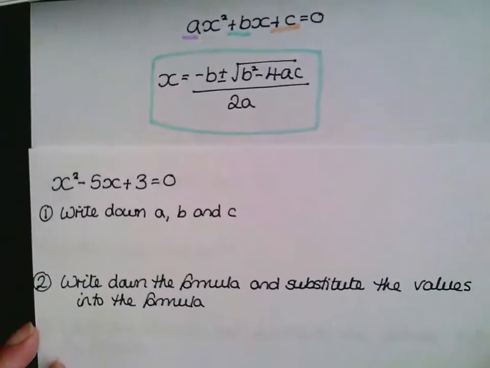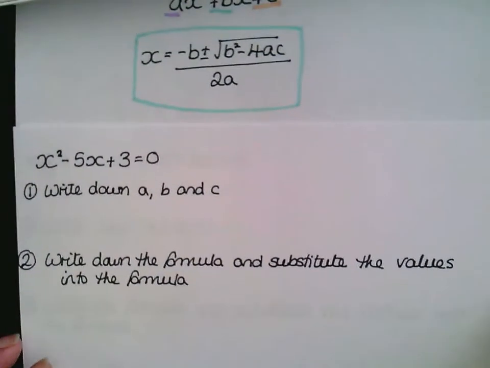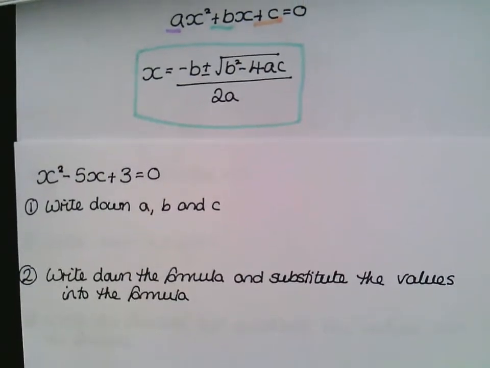So this is the first one we're going to look at. We're going to look at x squared minus 5x plus 3. You might think, yes, we can factorize this. But are there two numbers that multiply to make 3 and add to make minus 5? Not very easy to see. So what we're going to do is we're going to use the formula to solve this.